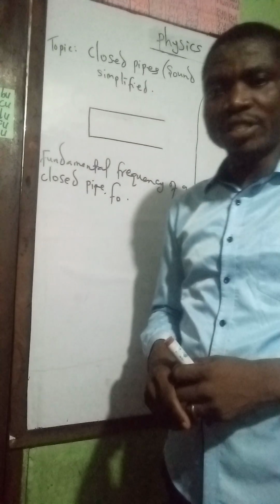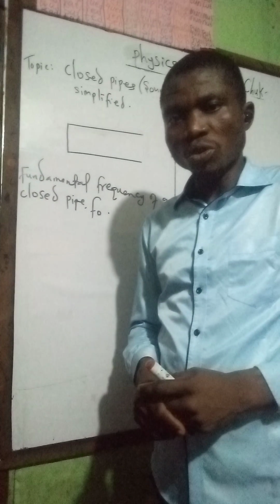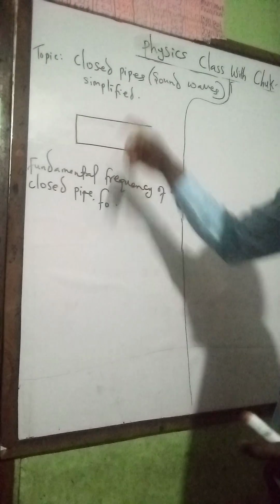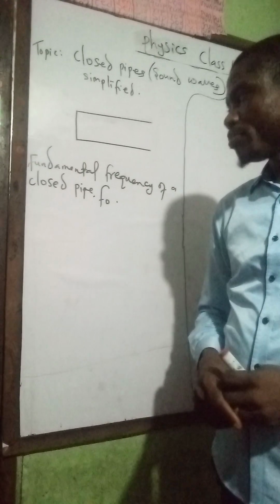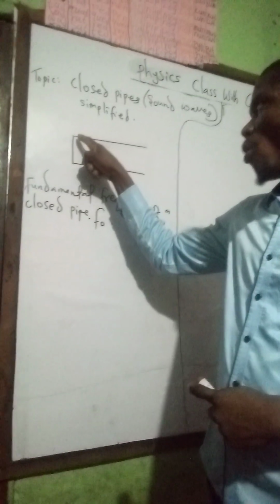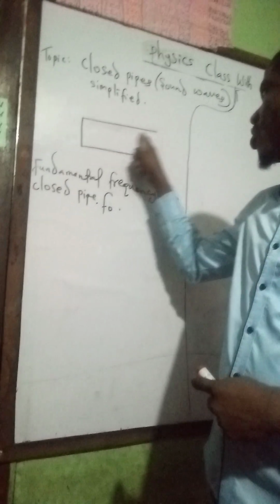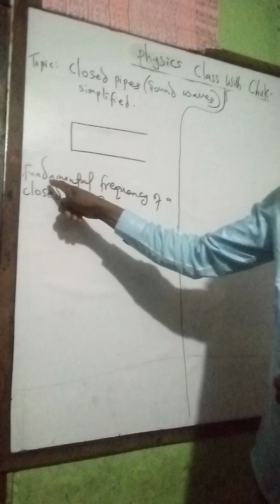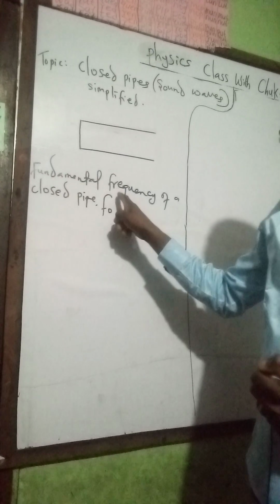So I'll bring everything very simple such that you understand it. Now, what is a closed pipe? This is a closed pipe. One end closed, the other end open. Now, let's talk about the fundamental frequency of a closed pipe, which is F naught.